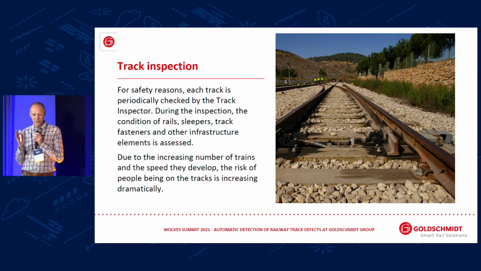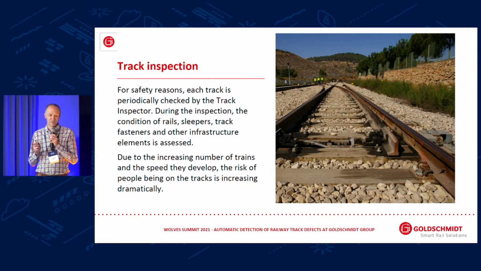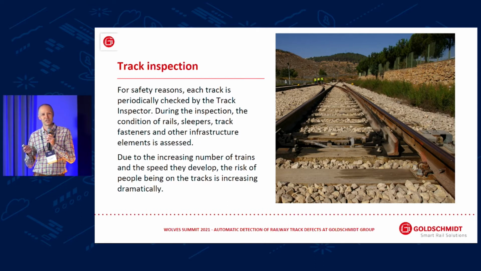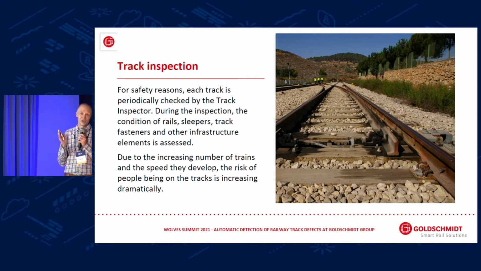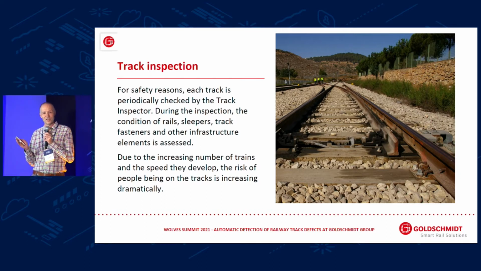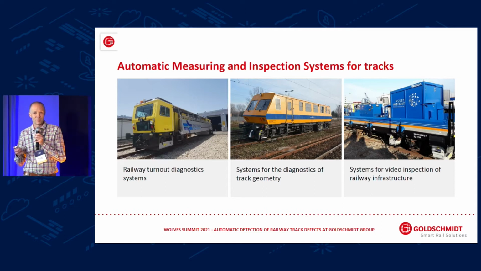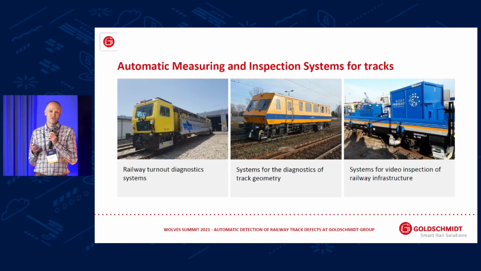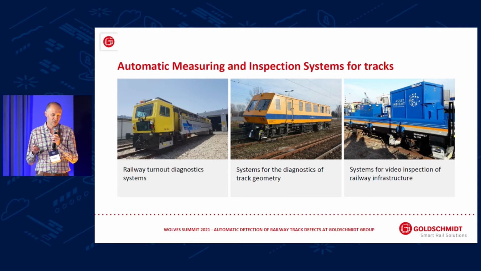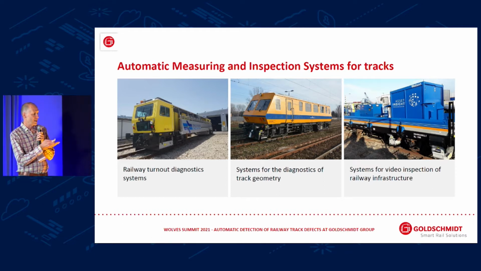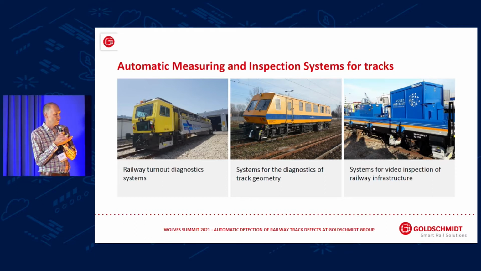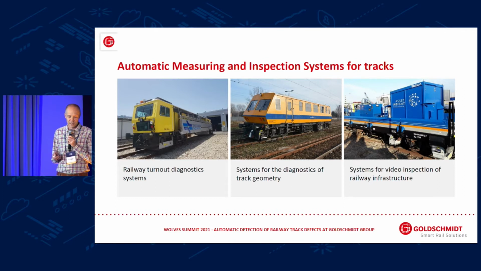It just needs to be inspected manually. And it's risky for the inspector because of trains going along the track. So it's slow and it's risky. These are the reasons to think about a different approach. So for many years, people tried to build automatic measurement systems and trains. You can see a couple of them, just different kinds.